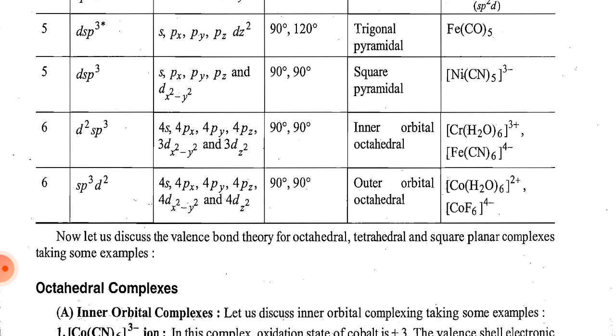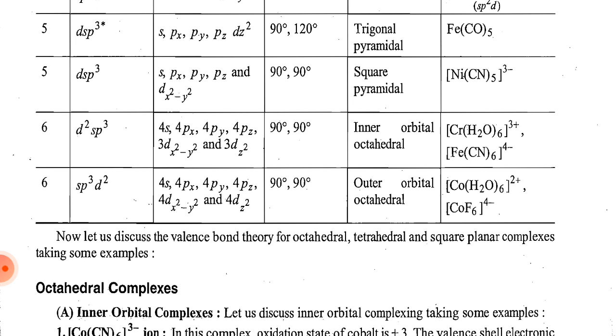Coordination number 5, dsp3. Orbitals involved are s, px, py, pz, dz2. Bond angles are 90 degrees and 120 degrees. Geometry is trigonal bipyramidal. Example is Fe(CO)5.